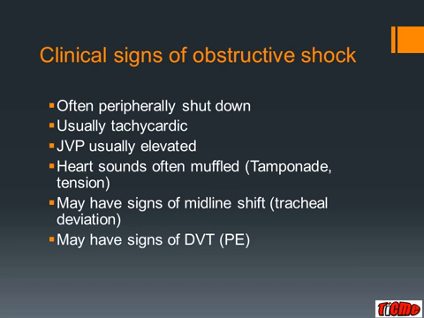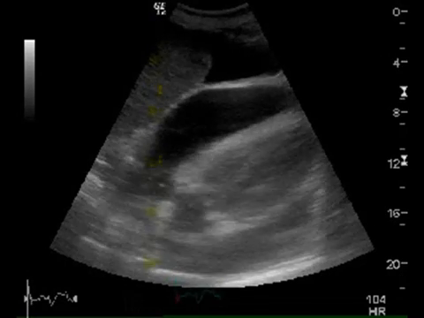The heart sounds are often muffled because a layer of blood around the heart or air in the pleural space will obscure the sound, so you have muffled heart sounds. You may have signs of midline shift, such as tracheal deviation in a pneumothorax, and you may actually find peripheral signs of DVT, which might help you diagnose pulmonary embolus.